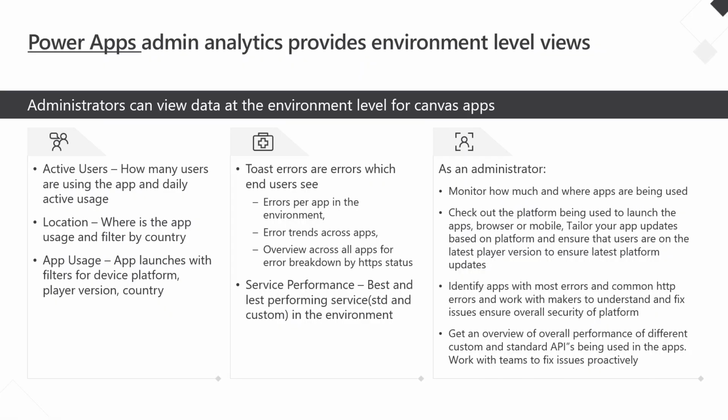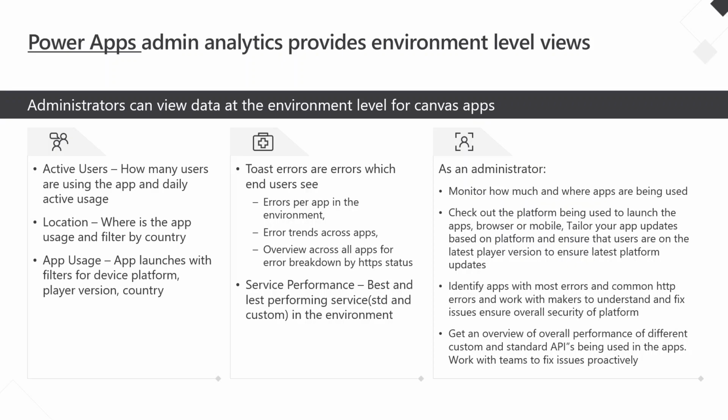That's Power Automate. This is Power Apps. Administrators can view data for Canvas apps. This is for Canvas apps. For model-driven apps, you'd be looking at Dataverse statistics, as there's no model-driven app performance. It's all driven by Dataverse.